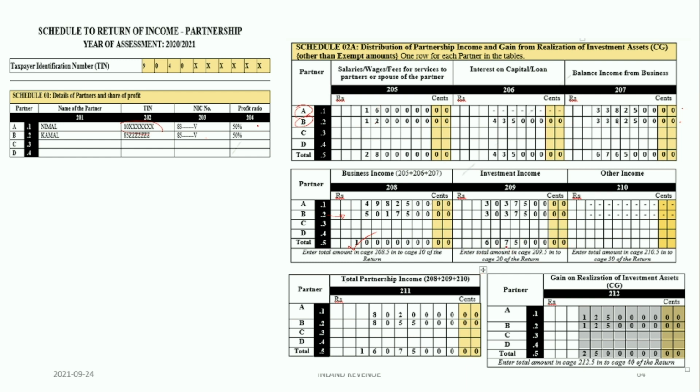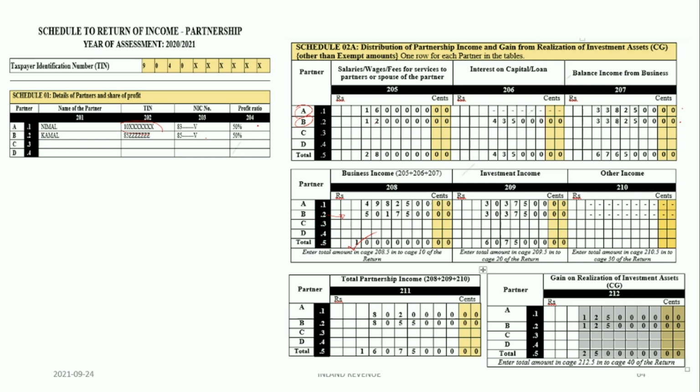The investment income 6,075,000 is shared 50-50 between the partners, and that amount is included in cage A and B. No other income. For the total partnership income, this cage and this cage amount I included in cage number A, 8 million, and this cumulative value I include in B, cage number 2, and total partnership income other than realization gain from investment asset, 16,075,000, is included in the total cage. Then the gain from realization of investment asset, again a type of declaration, is shared between two partners 50-50: 1,250,000, 1,250,000, altogether 2,500,000.